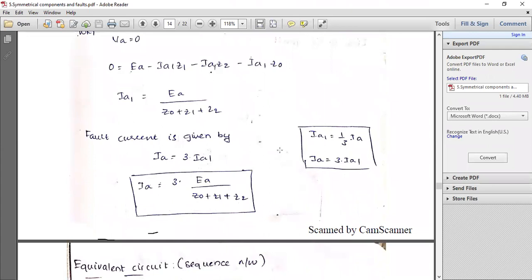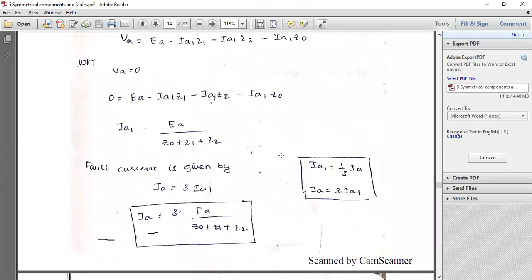Now see here. So finally, IA is equal to 3 into IA1. Already we have determined IA1. IA1 is equal to EA by Z0 plus Z1 plus Z2. That is multiplied by 3, you will get the fault current. So this is important. Whenever a line to ground fault occurs, now what is the expression for fault current? That fault current is given by IA is equal to 3 into EA by Z0 plus Z1 plus Z2.